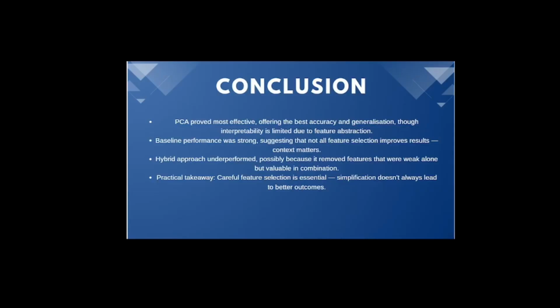To conclude the presentation, PCA proved the best but has limited interpretability, and baseline performance was strong, so not all the time do we need to cut off features or use feature selection and extraction. Context matters. The hybrid approach underperformed, maybe because it cut off features that are weak independently but good in combination. The key lesson is that we need to choose feature selection properly. We cannot just use it whenever we want, and simplification doesn't always lead to better outcomes. That's all. Thank you.